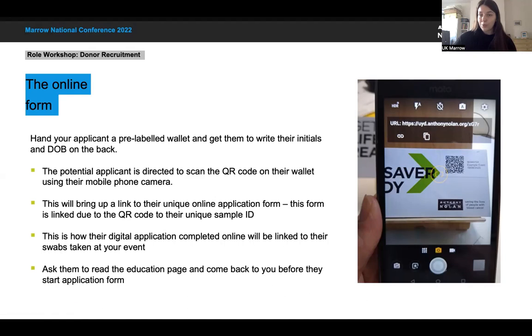and that should take us to their application form. Now, sometimes that takes a second to load. So just in that time, you get them to write their initials and date of birth on the back of the wallet. There's a little box for it.